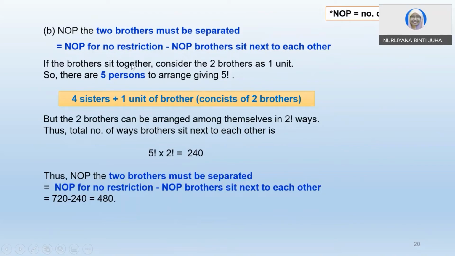So if the brothers sit together, consider the two brothers as one unit. If they sit side by side, the two brothers, the males sitting next to each other, we consider them as one unit. So there are 5 persons to arrange, giving 5 factorial. Why 5? Because we have 4 sisters plus 1 unit of brother, which consists of 2 brothers. Okay.